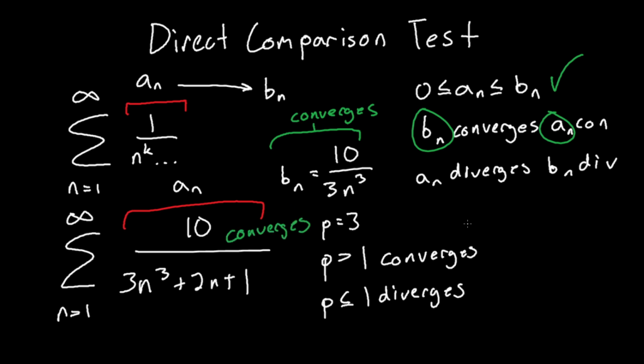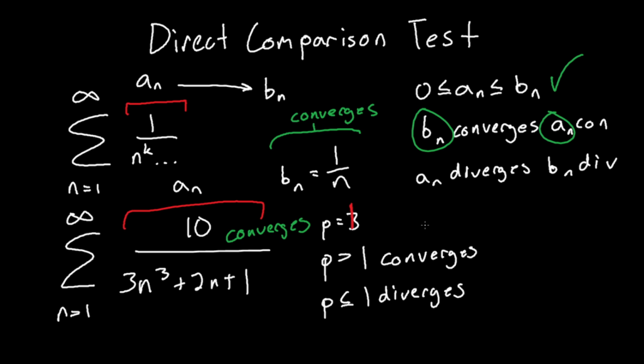Now, in the case if b of n diverges, again, I'm going to say this multiple times, then that doesn't say anything about it, okay? Let's say b of n was, for our imaginary function, like 1 over n, okay? Then we cannot conclusively say that a of n also converges, all right? B of n here diverges because p in this function is just 1.